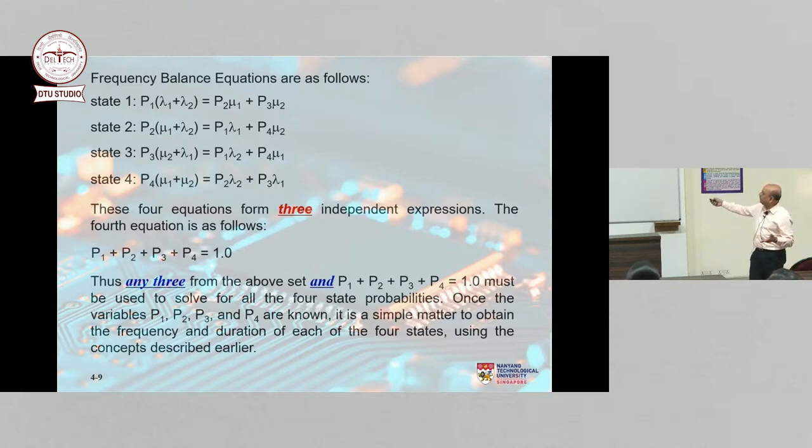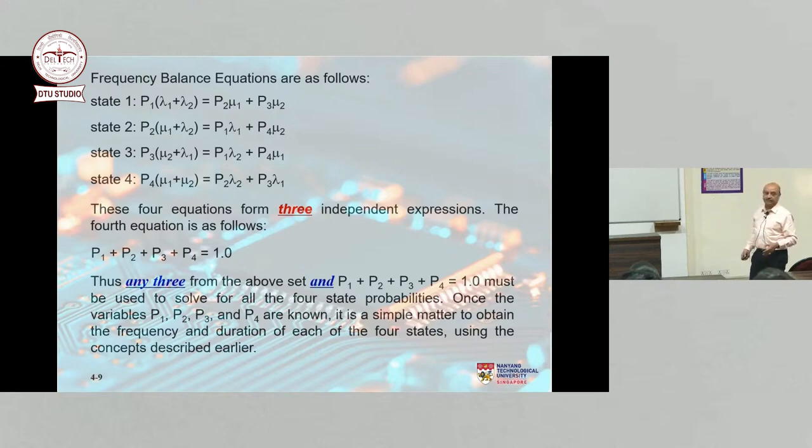But these are only 3 independent equations. When you write these 4 equations, only 3 of them are independent. In other words, you can't find P1, P2, P3, P4 by using these 4 equations. You have to use another one, and that is P1 plus P2 plus P3 plus P4 must be 1. There are only 4 states in the system and therefore the total probability can never be more than 1, can never be less than 1. So that equation plus 3 of them you use to calculate P1, P2, P3, P4.